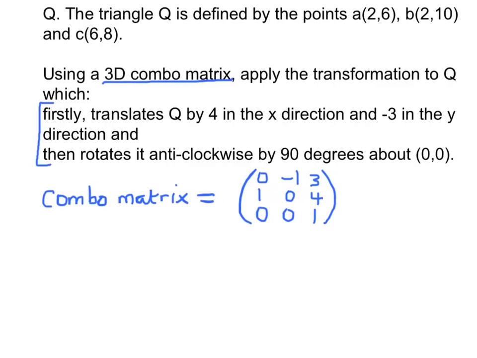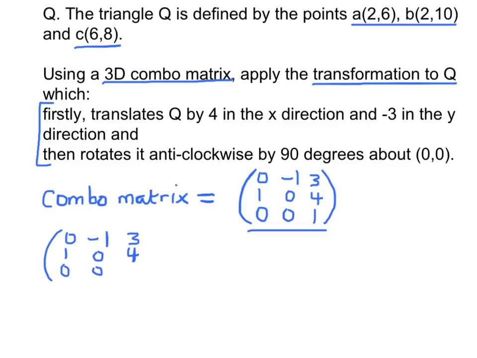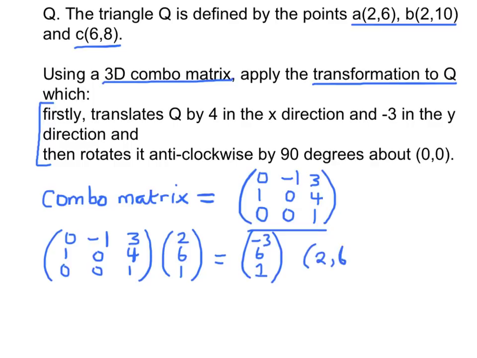It asks me to apply the transformation to Q. And Q is the triangle defined by A, B, and C. So in essence, all I have to do is take my combo matrix and apply it to A, B, and C, and find the new image points for A, B, and C. So here I go. I've already got the first one done because that's the point that I applied it to in the last question. I took that and multiplied it by 2, 6, 1. And where I ended up was minus 3, 6, 1. So the point 2, 6 ended up at minus 3, 6.